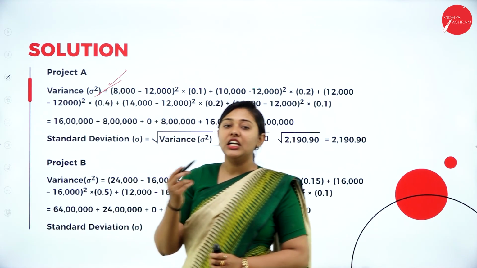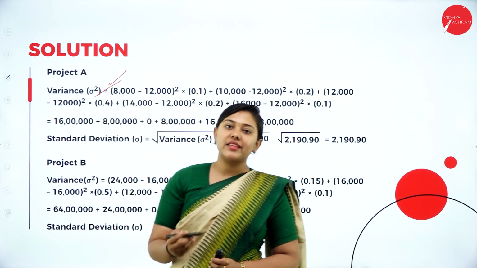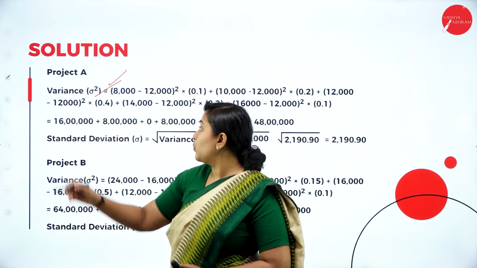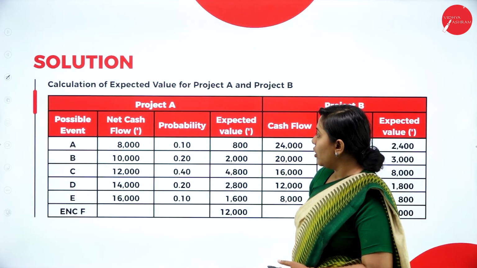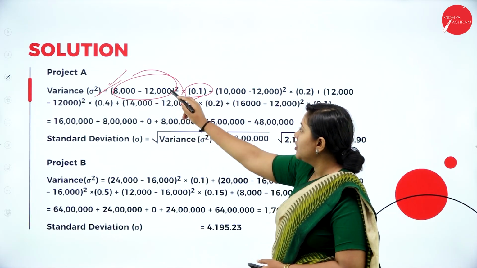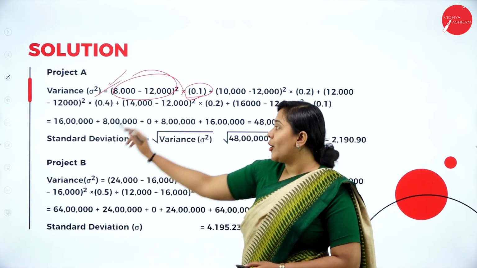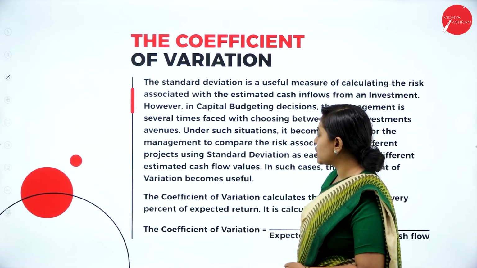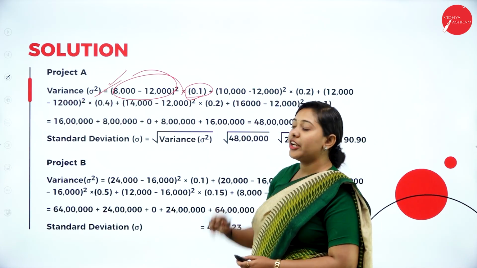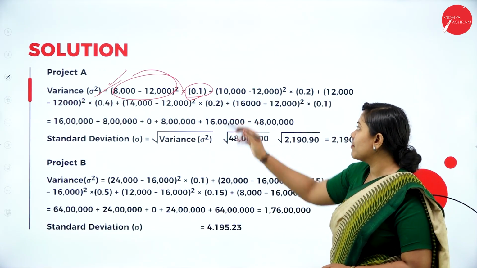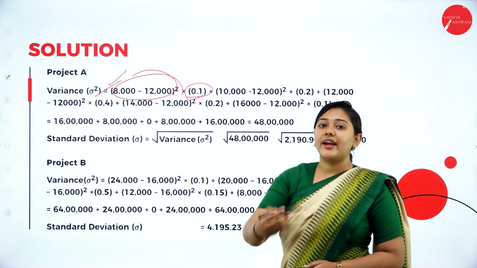We have to calculate the Project A variance. What is the formula? Net cash flow minus expected net cash flow, whole square, into your probability. So 8,000 is your net cash flow minus the expected net cash flow, and how much is it? It is 12,000, whole square, into the probability. The same applies for your occurrence 2.